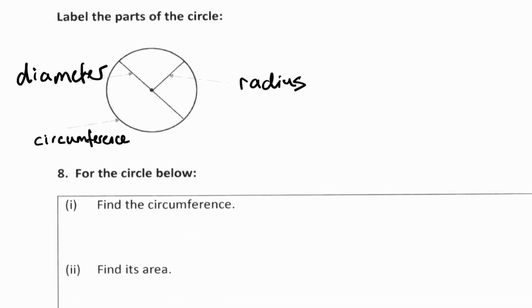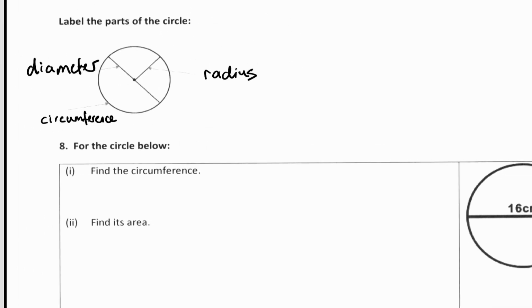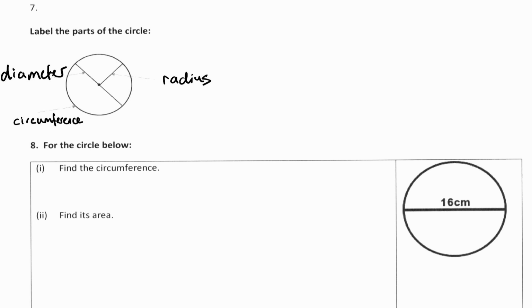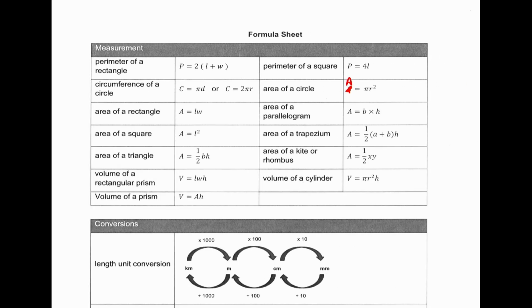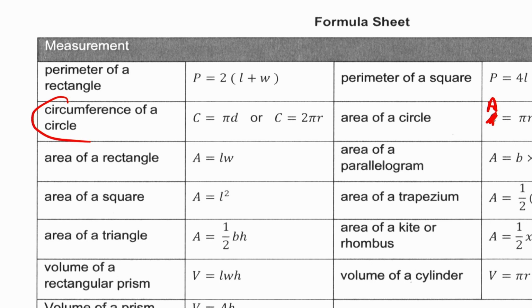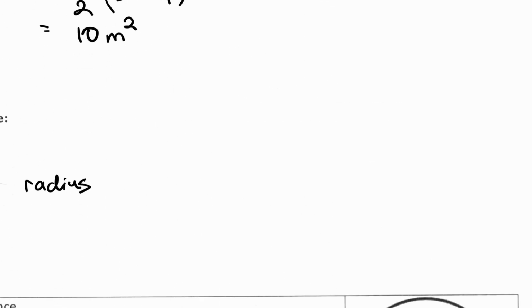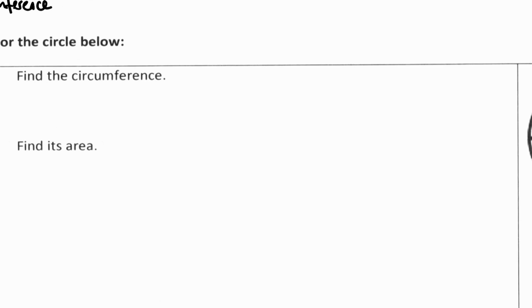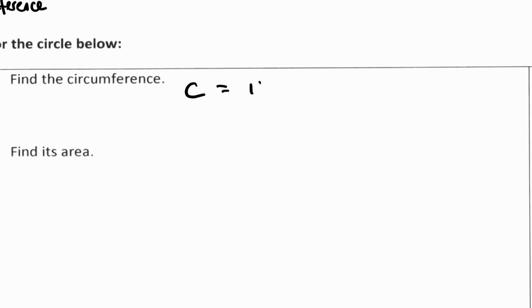All right. Find the circumference of this circle. So we have a look at our chart. Our formula chart tells us that the circumference of the circle is either pi d or 2 pi r. In this case, we are given the diameter, we're given the full length, so we will use pi d. So the circumference of the circle is c for circumference equals pi times the diameter, which is pi times 16. And we plug that into a calculator.